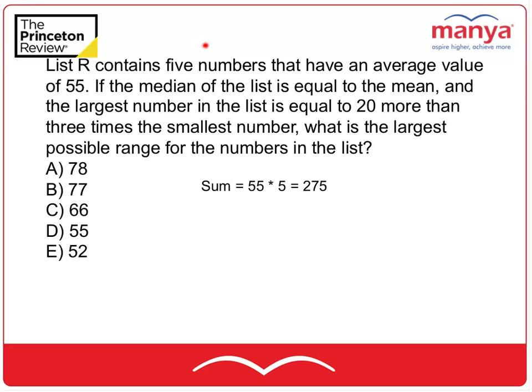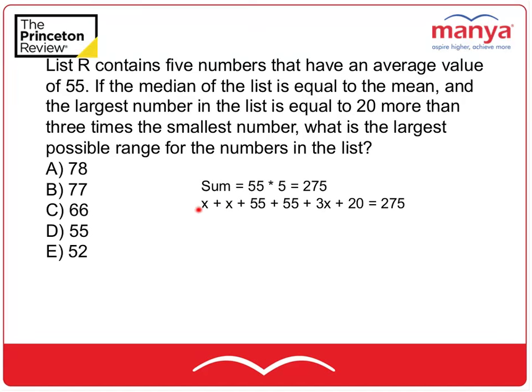That is 55. So that means my median also has to be 55. And what else do I know? The largest number is 20 more than 3 times the smallest number. So I have just chosen my smallest to be x. My largest will be 3x plus 20. And I should know what the other number has to be.